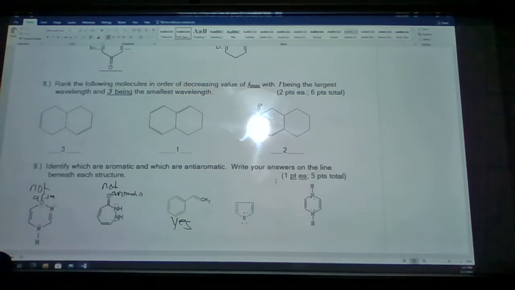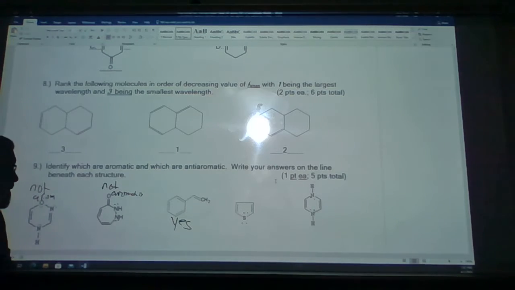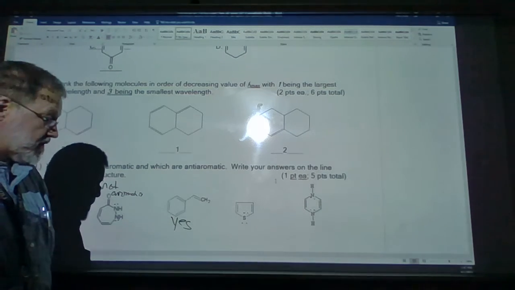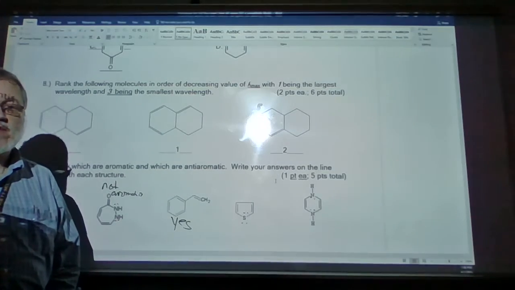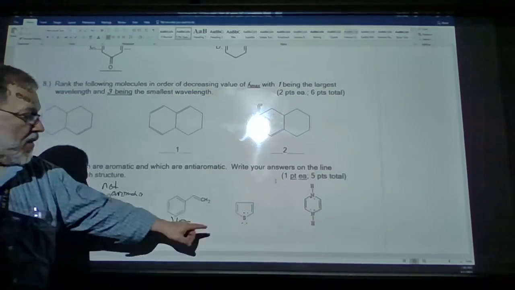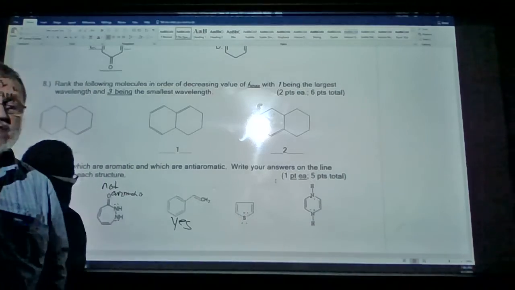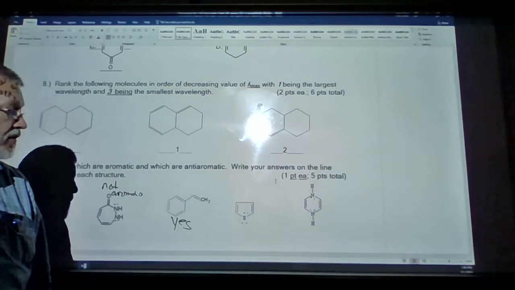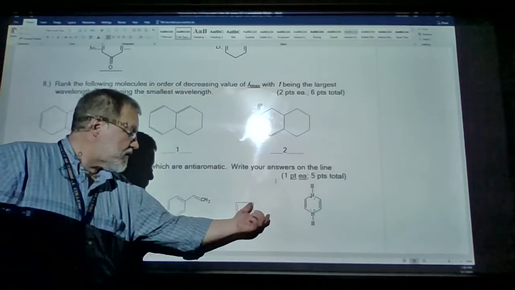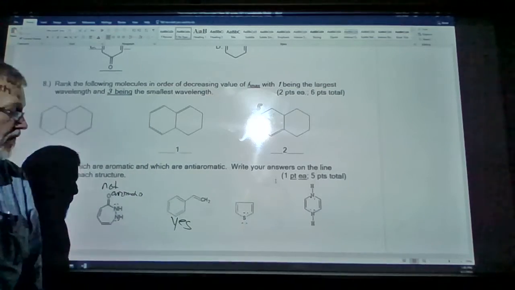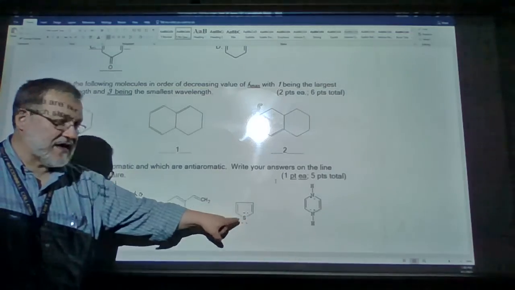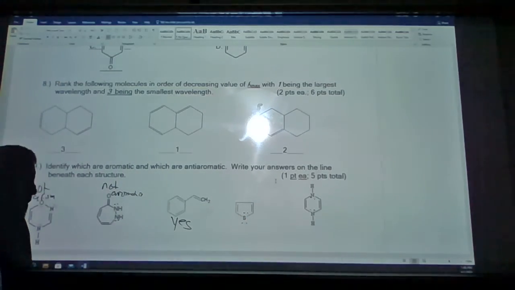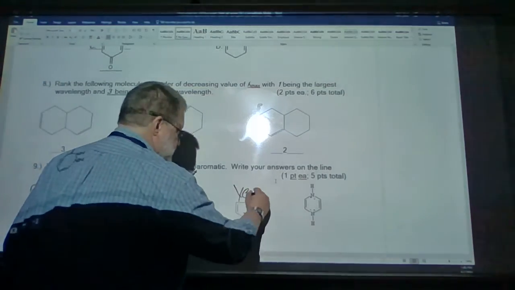Let's make the assumption that it's flat, it's cyclic. Do we have all the atoms involved in sp2 hybridization? No. But do we have electrons here that could be put into an orbital that is perpendicular to these other electrons? Yeah. So we have 2, 4, 6 pi electrons. This system is aromatic.